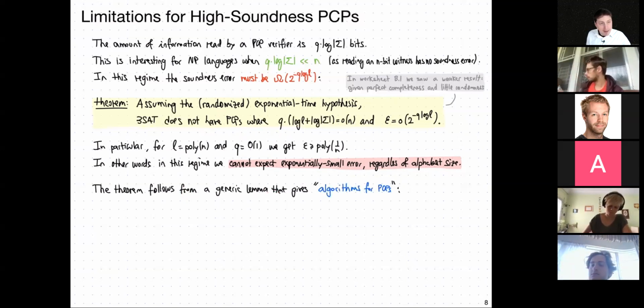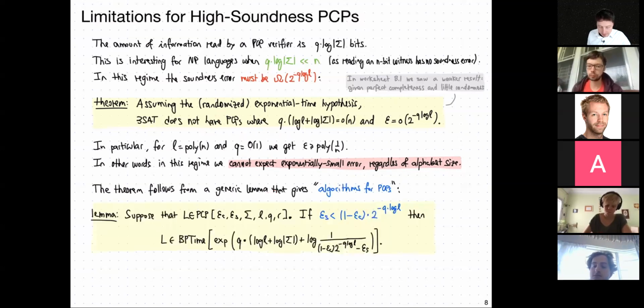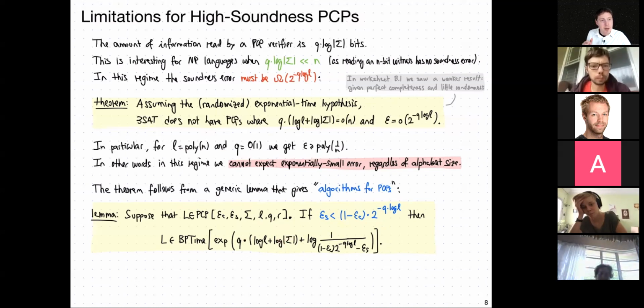The theorem follows from a generic lemma that we're going to prove, that you can think about as algorithms for PCPs. Give me some general PCP, truly fully general. There is some magical expression that says if your soundness error is smaller than some small enough threshold, and it is really 2 to the minus Q log L, and then something that depends on your completeness as well, then you can decide the language in time exponential in several relevant parameters. The important one is roughly here: exponential in Q log L log sigma, so that if Q log sigma is sublinear, then this whole thing is going to be sublinear, and it causes contradictions to exponentially hard problems.